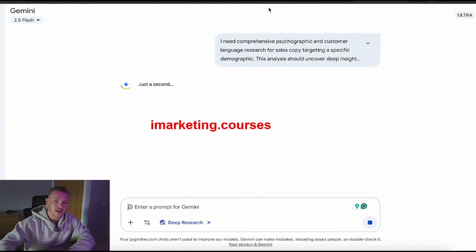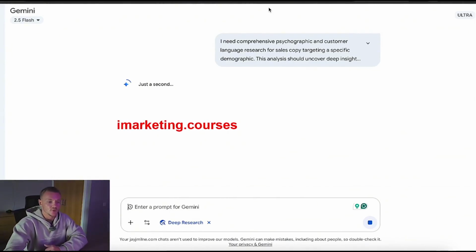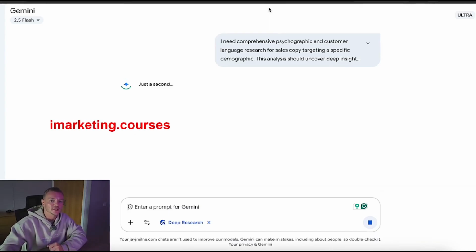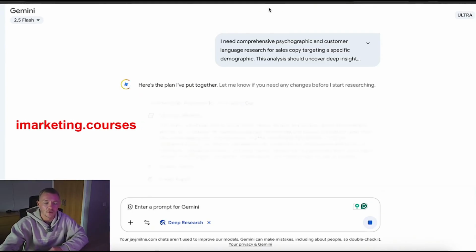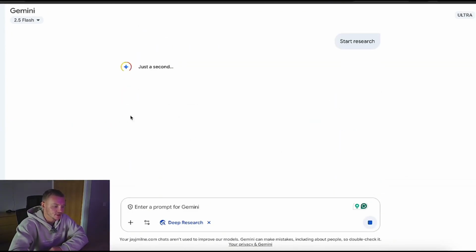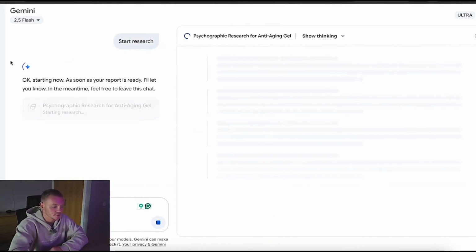So I'll probably pause this once we get going, and then we're going to have a little read through and see what we've got. And like I said, further on in the lessons, what we're going to do is put all of this into what I call our brief, which is the main document that we use for writing copy. So I'm going to go ahead and start research there. That's going to go and do its job, and we'll come back and see what it's done for us.